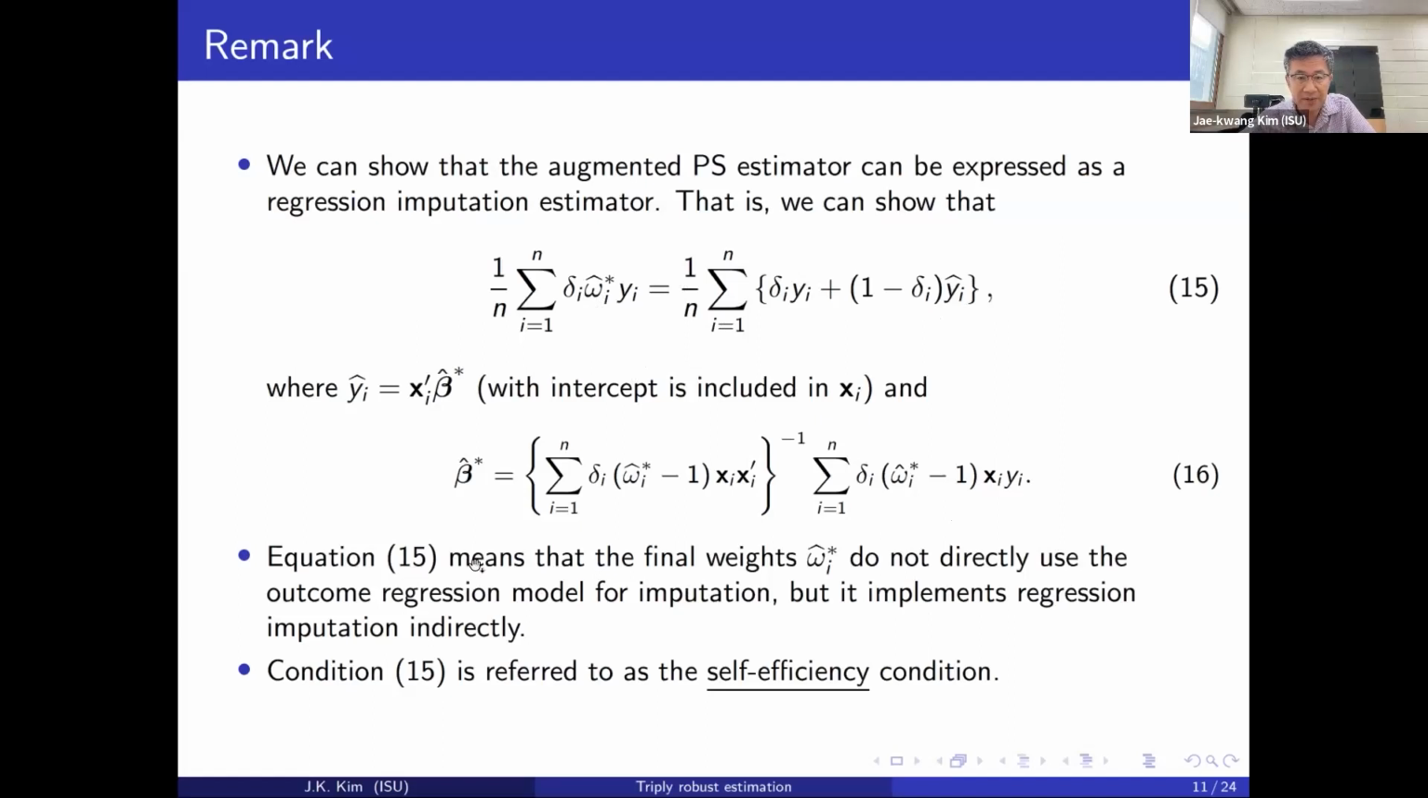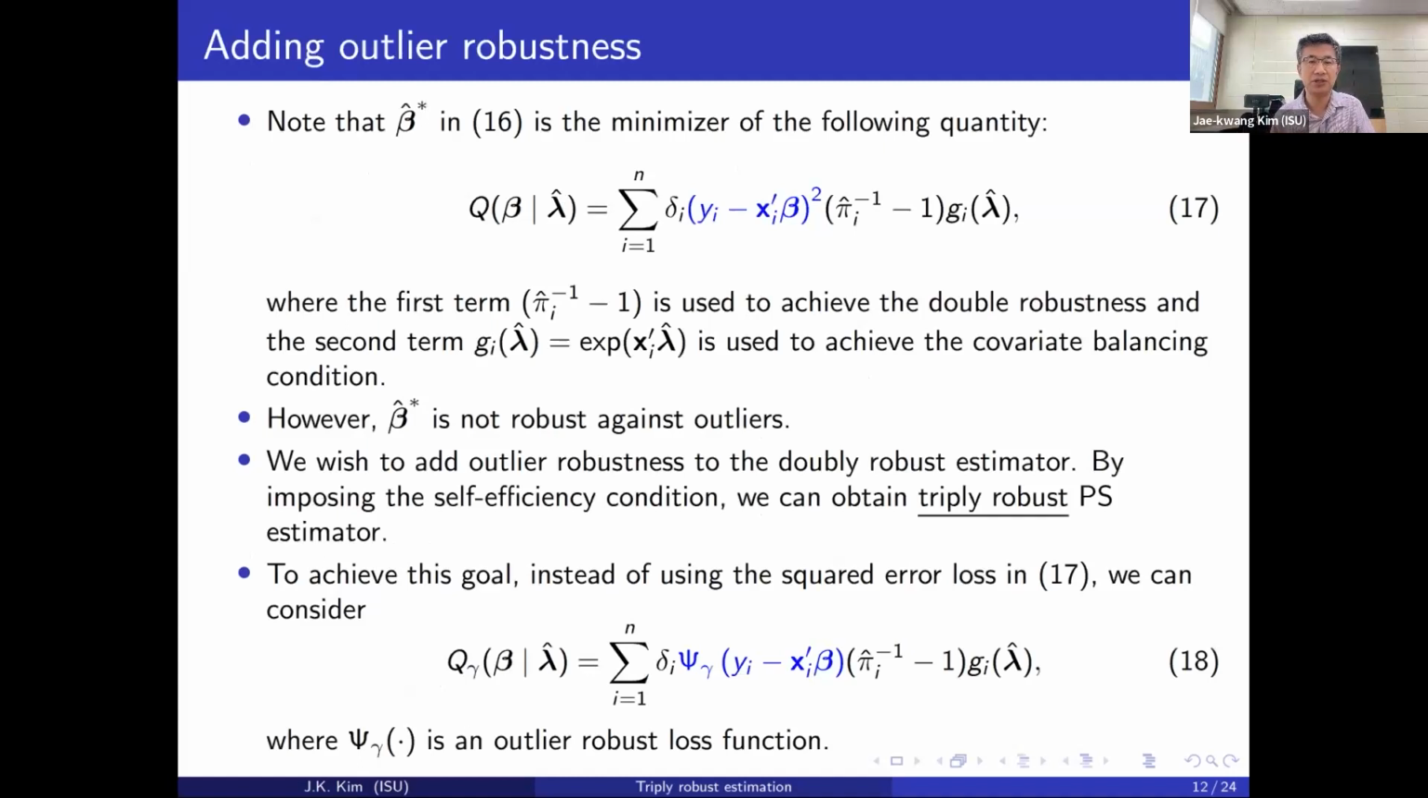So equation 15 means that the final weight does not directly use the outcome regression model for imputation, but it implements regression imputation indirectly. So we name it a self-efficiency condition. Why is this relevant? Well, it motivates us to develop the outlier robust propensity weight.